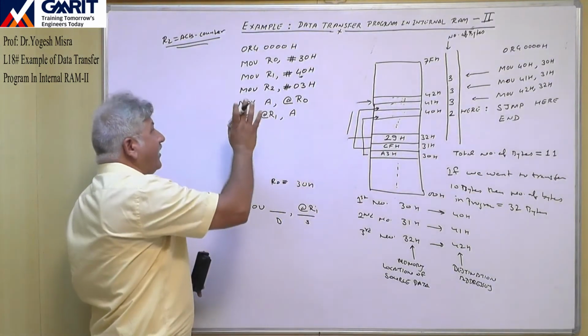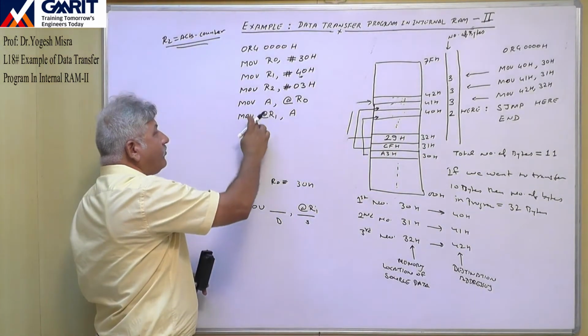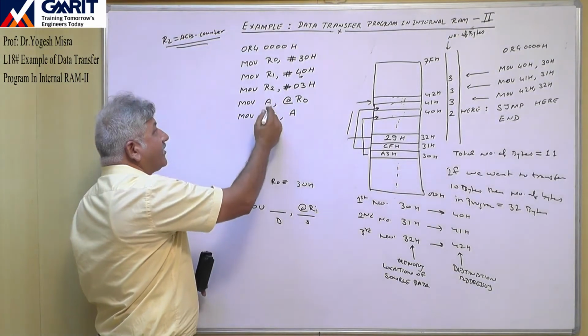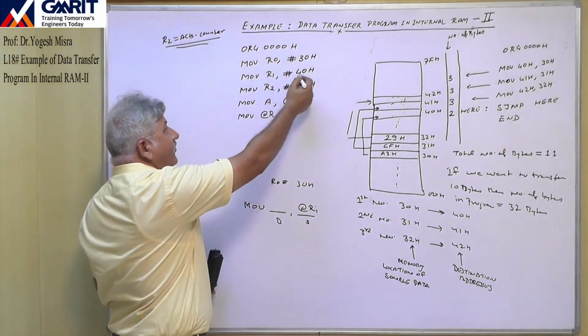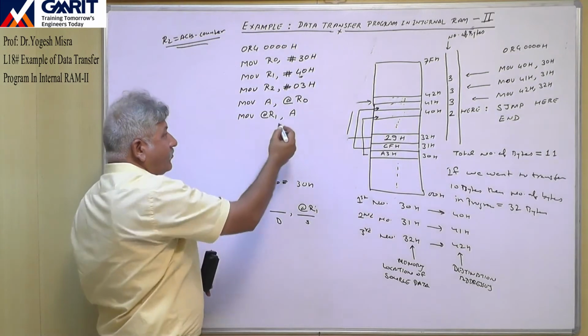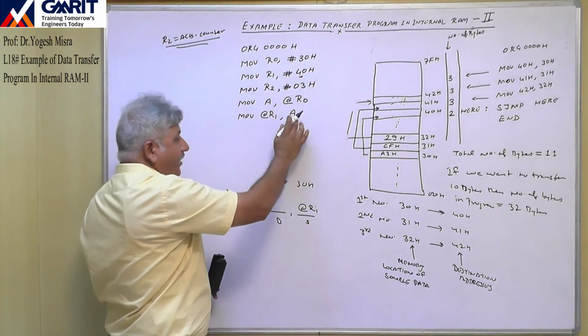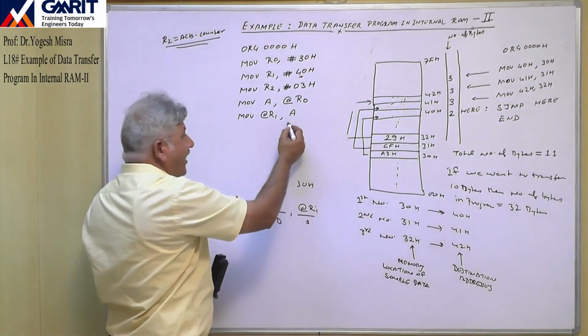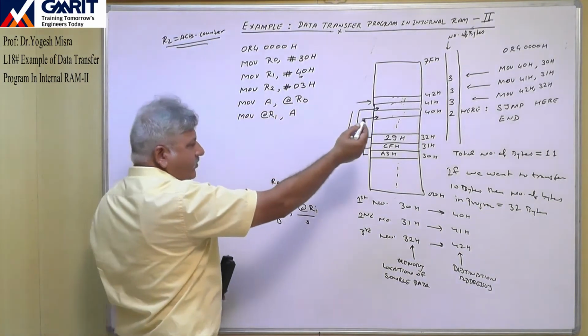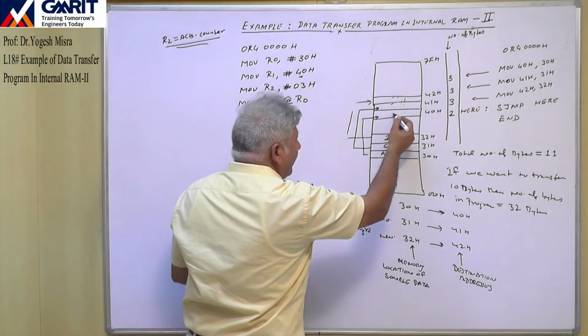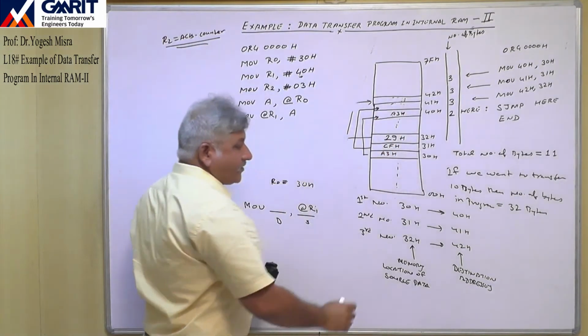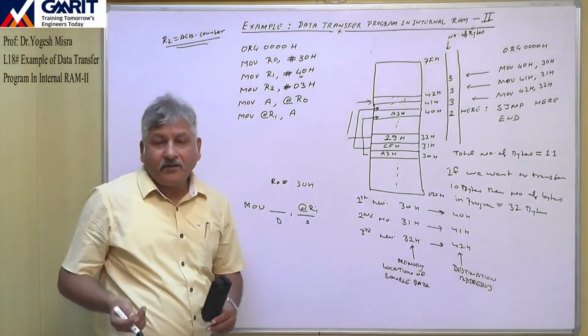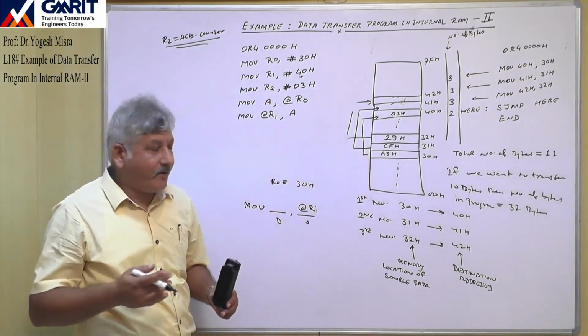Since I knew that I am going to use this instruction, that's why already in R1 we have loaded 40H. So now with this in A, we already have A3, that will be moved to 40H. So this A3 will be moved to 40H. In this way, 1 byte has been transferred.